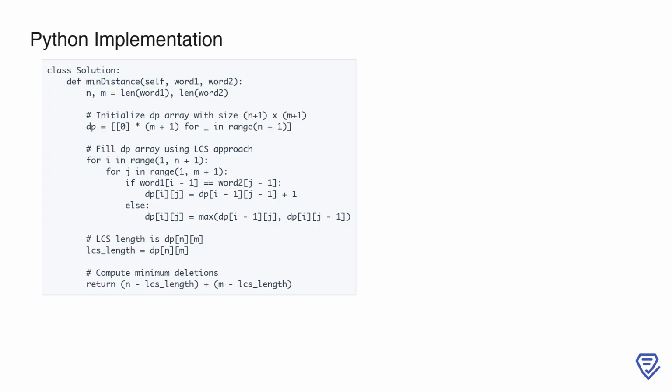Finally, the minimum deletions required to make the strings identical is calculated as n - LCS_length plus m - LCS_length. This formula represents the total characters in both strings minus twice the LCS length, as the LCS characters are preserved. This approach is efficient with a time complexity of O(n * m) and a space complexity of O(n * m), where n and m are the lengths of the input strings. The solution ensures correctness by dynamically computing the LCS for all substrings, making it robust for all edge cases, including empty strings.